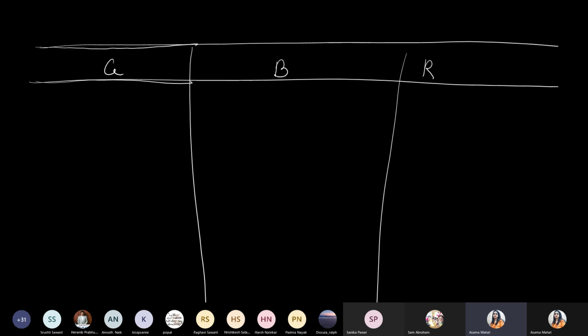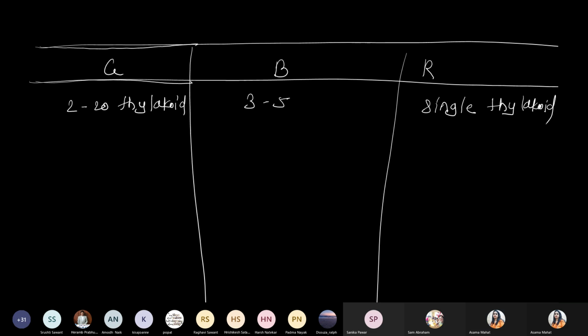Yes Yash, see, in case of chloroplast, 2 to 20 thylakoids, okay, here 3 to 5, and in case of rhodo there is a presence of only a single thylakoid. Check the previous notebook, you already wrote all this information. Green algae 2 to 20 thylakoids, brown algae 3 to 5 thylakoids, and in case of rhodo a single thylakoid is present, only single. Okay, done.